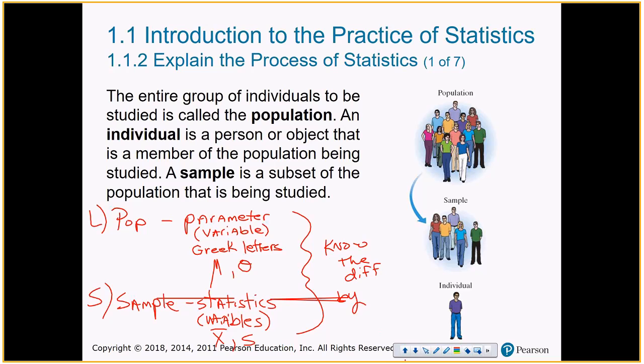By looking at the letters. If they're Greek, you know it has to do with the population, the parameter. If it's Greek, it's a parameter, and that goes back to the population. If it's a regular letter, that means it deals with the statistic, lowercase, which means it's dealing with the sample. That is a test question. It's a standardized test question, and it's going to be a test question. That's one of the basics of statistics, to know the difference between a population and a sample.